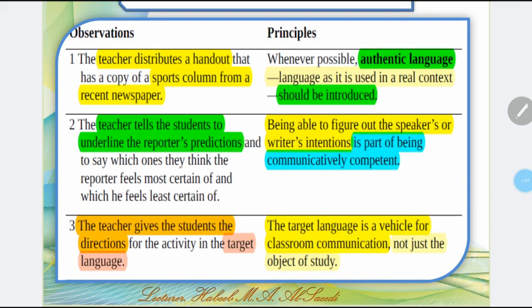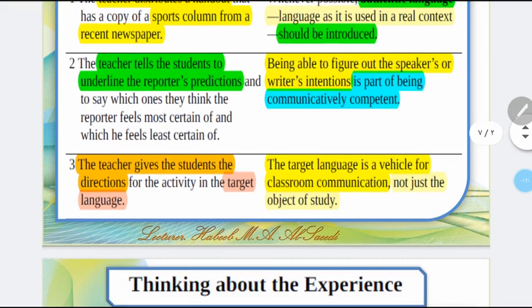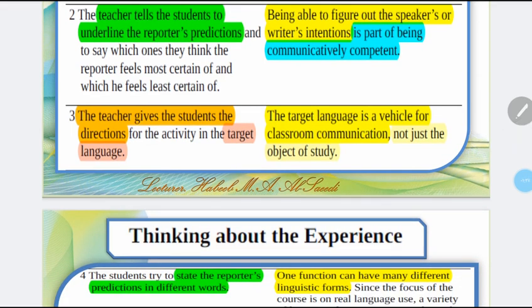The teacher tells the students to underline the reporter's prediction. So being able to understand, to underline, to figure out the speaker's intention, the speaker's main ideas is very important and it's part of the communicative competence. So students can be communicatively competent when they can understand or figure out the reporter's or the speaker's main point or intention. The teacher gives the students the directions for the activity in the target language.